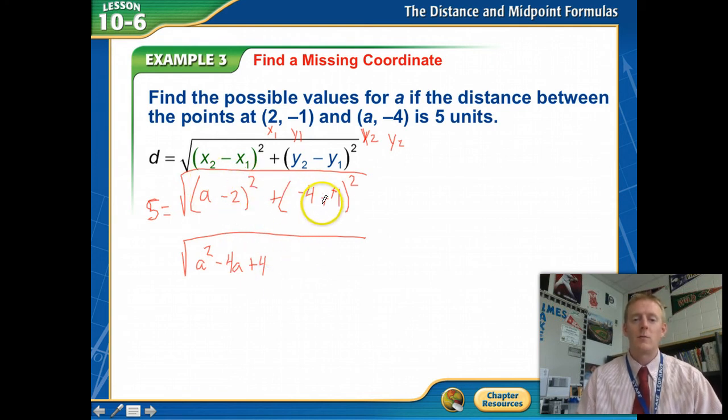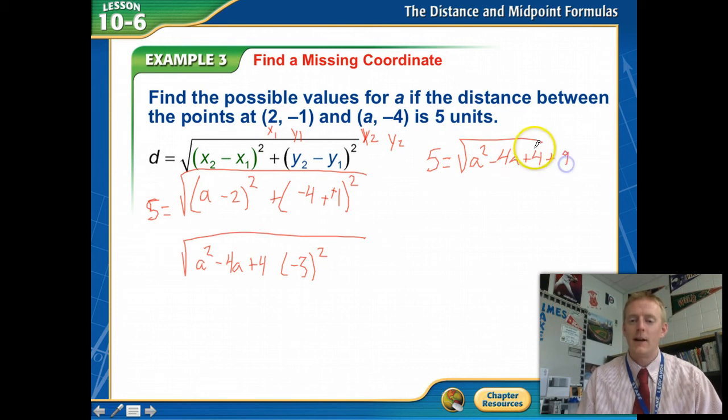A negative 4 plus 1 is a negative 3. A negative 3 squared is 9. So I'm going to write it over here now. 5 is equal to the square root of a squared minus 4a plus 4 plus 9. These guys make a 13, but we'll get that on the next step.